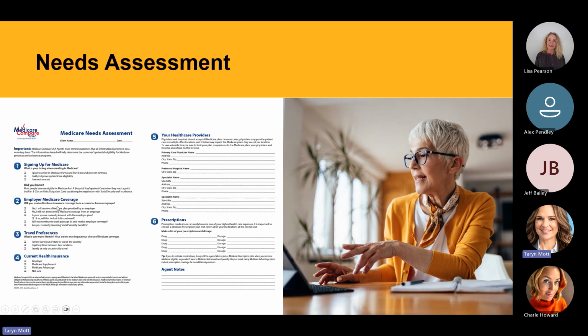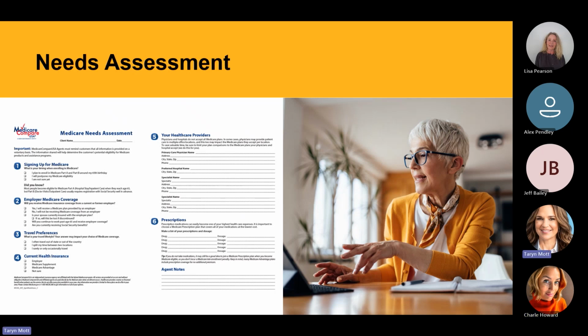Signing up for Medicare, do they have employer coverage? What are their travel preferences? Can anybody tell me why we would be asking their travel preferences? Well, not all plans cover outside of the U.S.